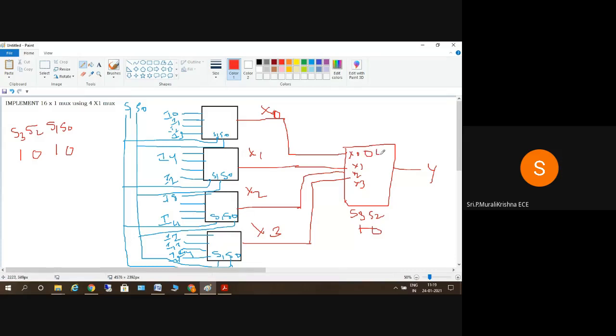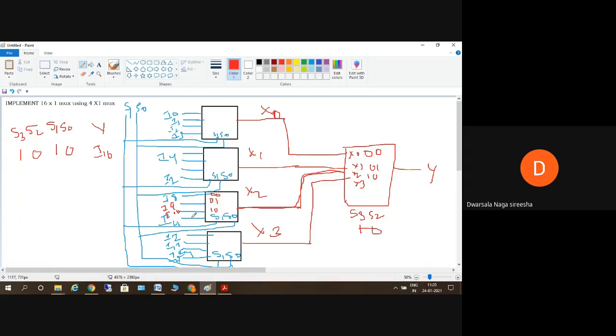If S3, S2 is 0, 0, we will select X0 here. If it is 0, 1, X1 is selected. If 1, 0, X2 is selected. So here X2, with S1, S0 equal to 10, what happens? I8 is 0, 0, I9 is 0, 1, I10 is 1, 0. So it is I10. So I8, I9, I10. So the value of Y will be equal to I10. Clear?